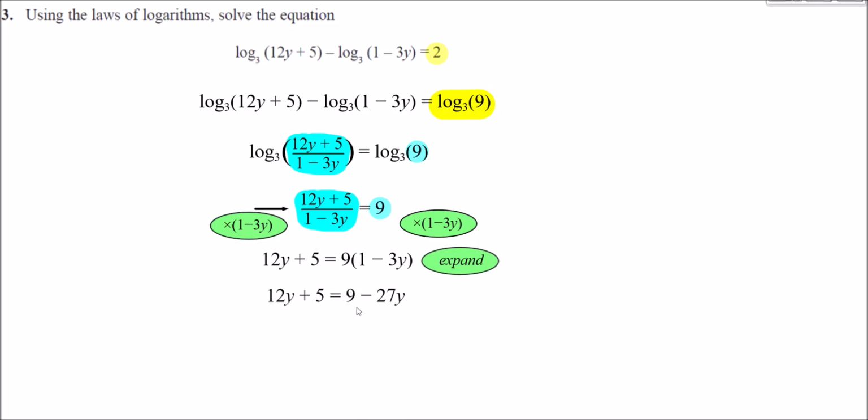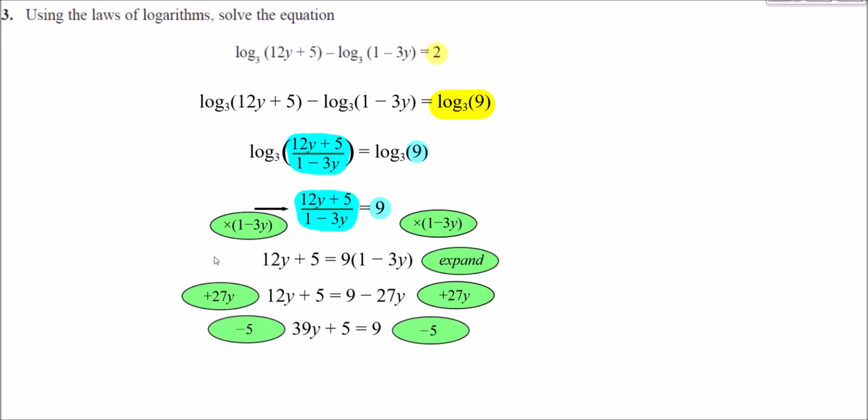I could now add 27y to get all the y's onto one side. That'll now give me 39y plus 5 equals 9. If I now subtract 5, I can see that 39y must equal just 4. Then as my final step, if I divide both sides by 39, therefore y must equal 4 over 39.